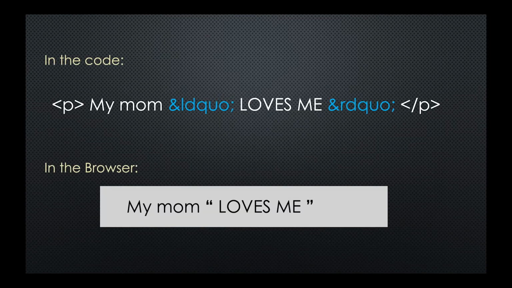In the code, what you're going to do is replace the old quotation marks with the new special character. In this case, the words "loves me" are surrounded by the left double quote and the right double quote special character codes. When you see this in the browser, instead of looking at that gibberish, you're going to see the character that you are expecting.